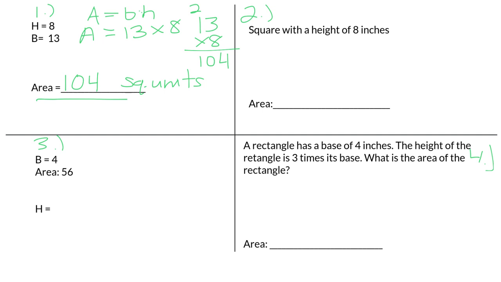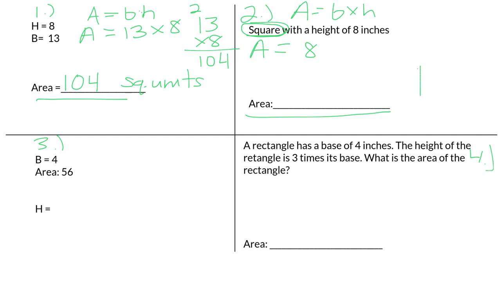We're going to try and find the area of a square with a height of 8 inches. You might be thinking, hey, wait a minute. If we're finding area, we only know our height is 8. We don't know what our base measure is, because we know area equals base times height. But if this is a square, here's the key word here.